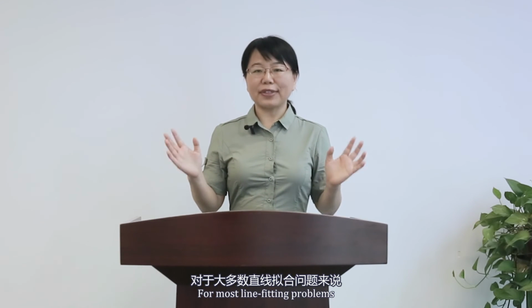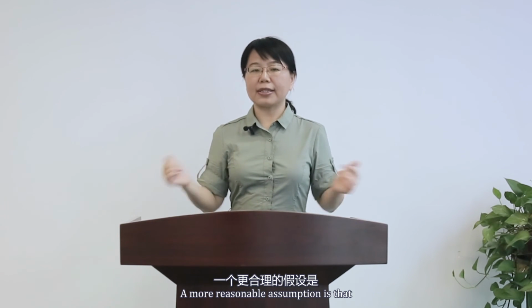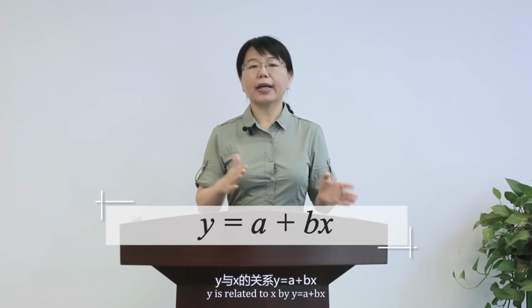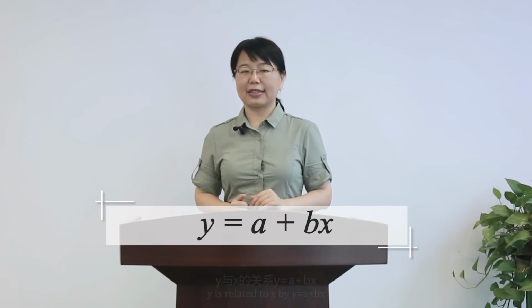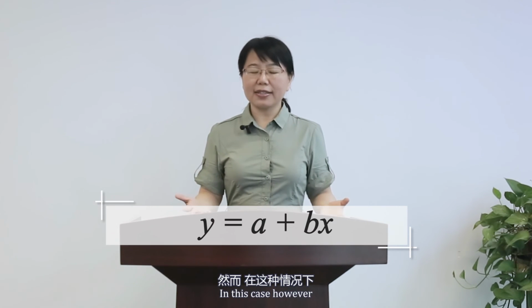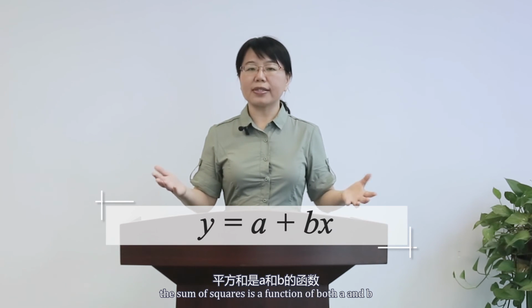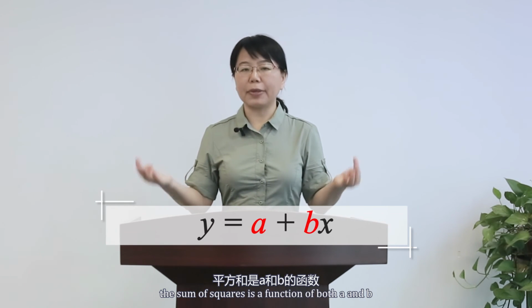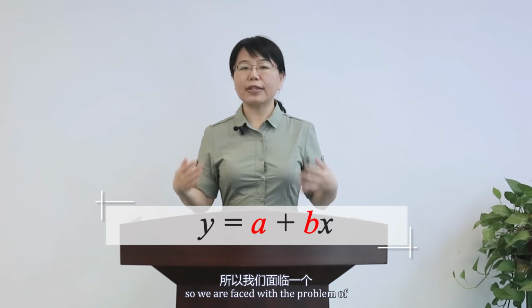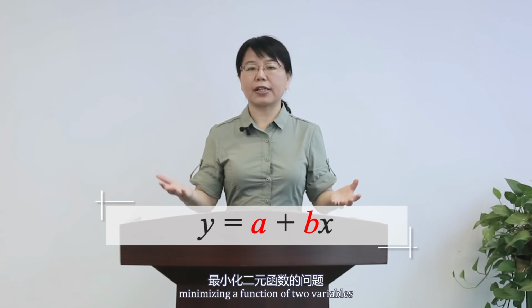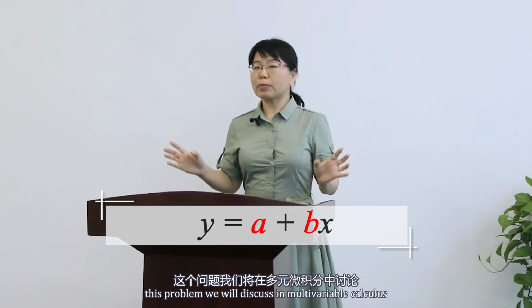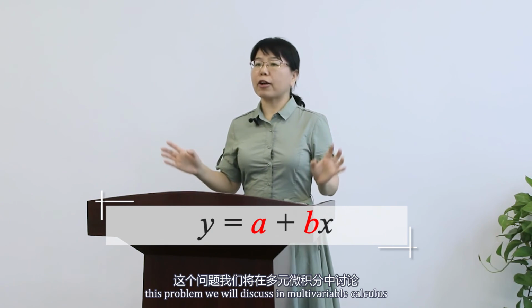For most line fitting problems, it is unreasonable to assume that the line passes through the origin. A more reasonable assumption is that y is related to x by y equals a plus bx. In this case, however, the sum of squares is a function of both a and b. So we are faced with the problem of minimizing a function of two variables. This problem we will discuss in multivariable calculus.